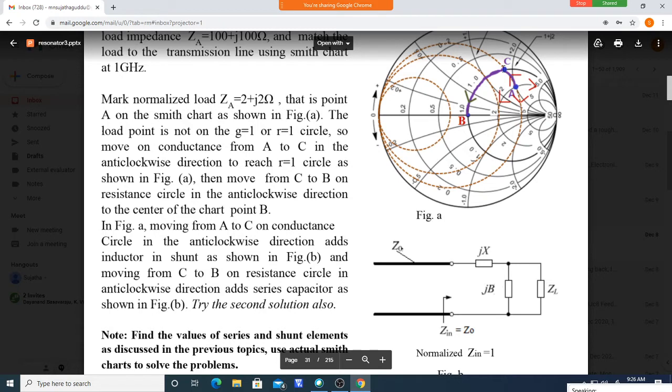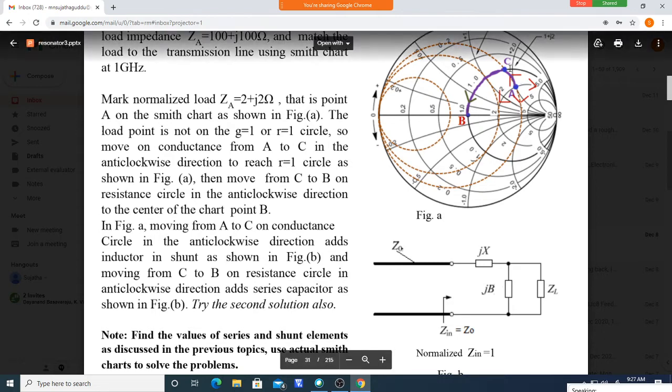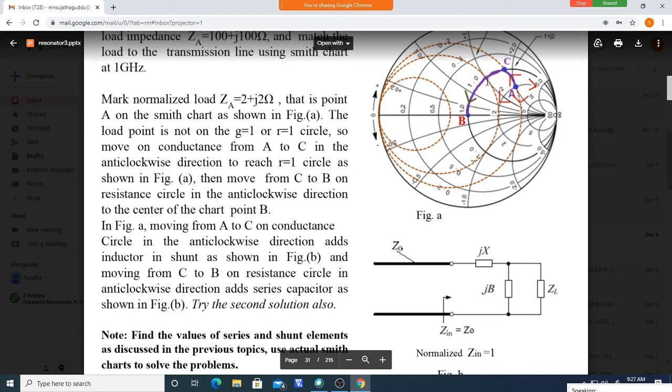After reaching this point, you move on the resistance circle. Move on the r equal to one circle and reach this point, whatever destination value we want. So moving like this, you can get an impedance matching. That is an inductor in shunt, moving in the anti-clockwise direction on the conductance circle. And from here, C to B, we moved in the anti-clockwise direction on the resistance circle, that is a capacitor in series. So the solution is from here to here and here to here.